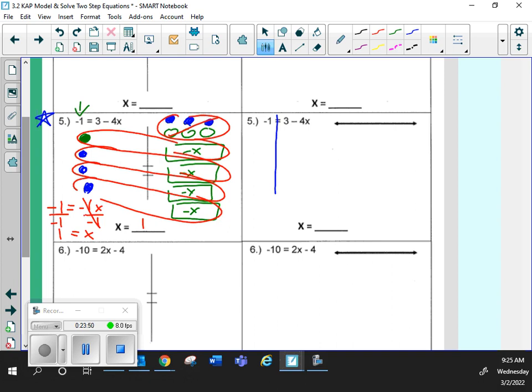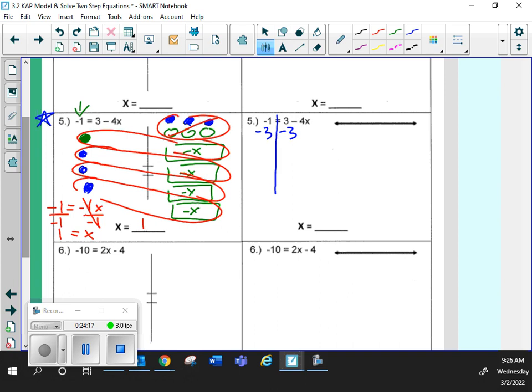Okay, this is going to be the weird one. What did we do first? We got rid of the constants, right? We got rid of whatever we add or subtract. That number 3 right there, as it is, is positive because it takes on the sign in front of it. There's nothing there, so it's naturally positive. So to get rid of that 3, I need to -3.